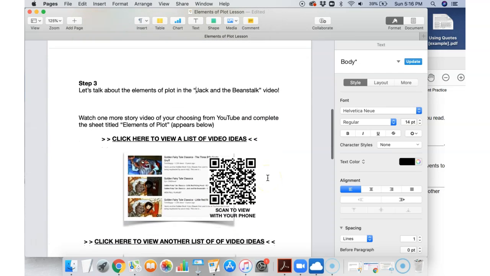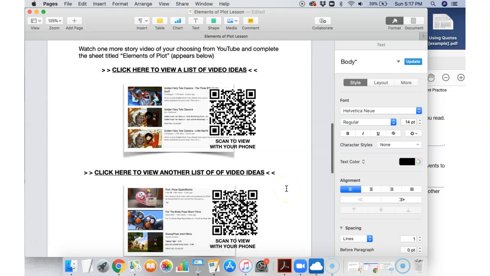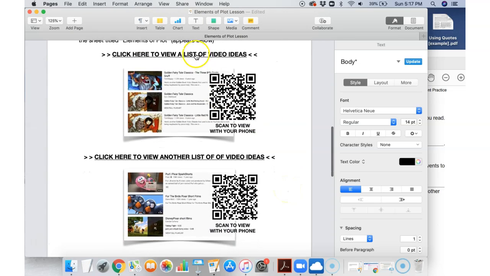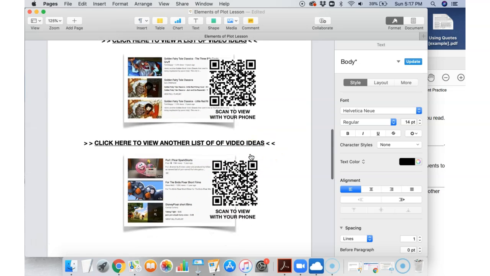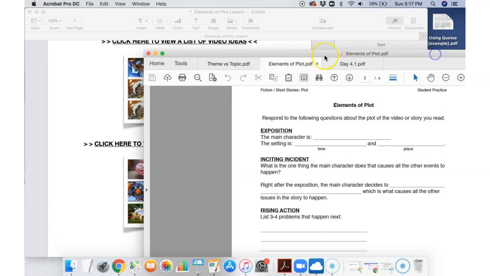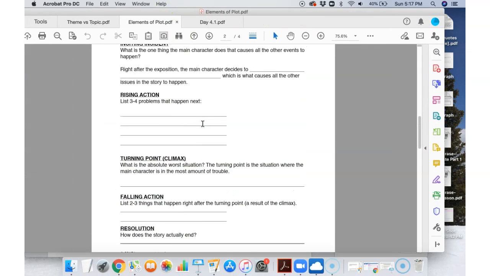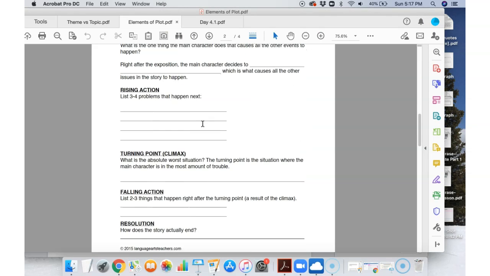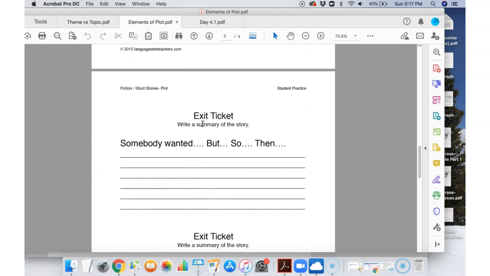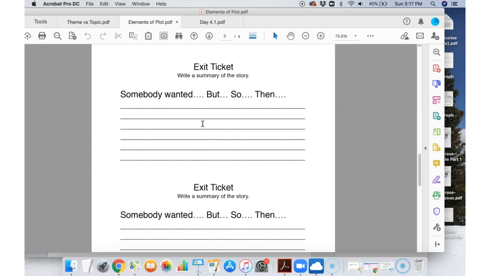And finally, the last thing you're going to do is I give you two more links. You can click here or here. You can scan here or here. And any of those links is going to bring you to other pretty short little video stories that you can watch so that you can fill out this right here. And that is your task for right now.